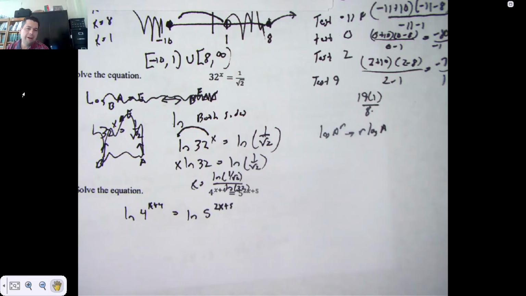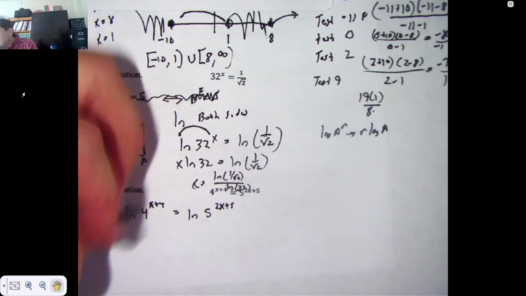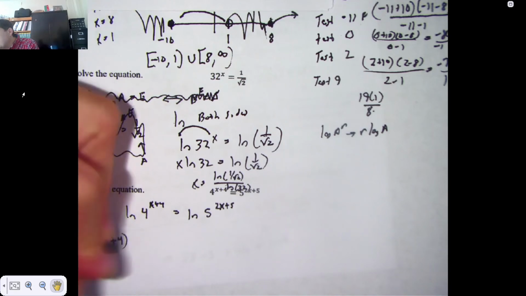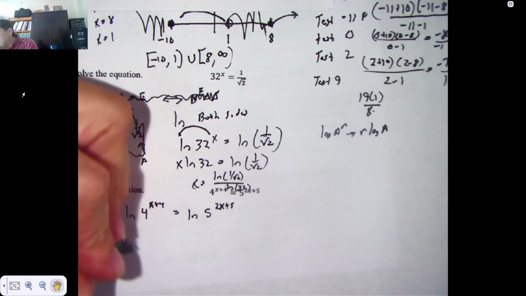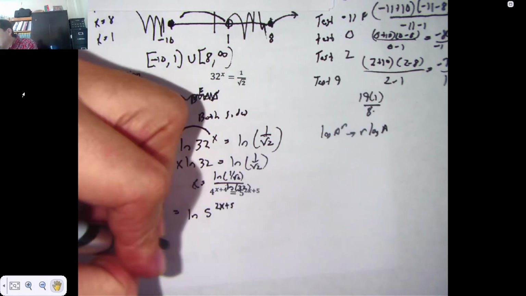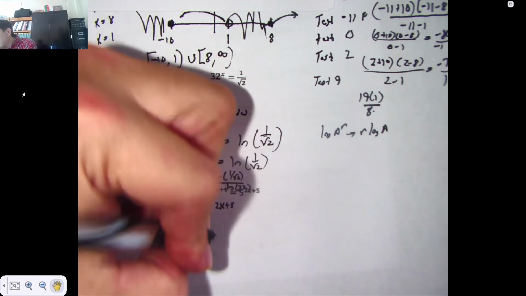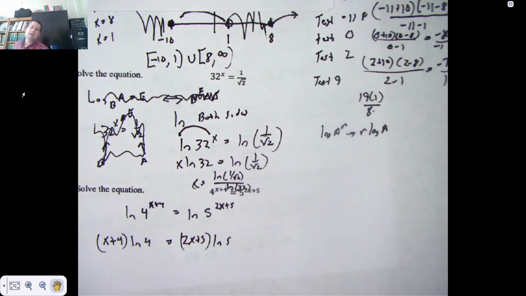That's because that's fair. That's what equality is about. And that's what math is about. Just do the same thing to both sides. So using the property from up here, I can move this x plus 4, which is two things, so I'm going to wrap ln in front of the natural log of 4. And I can move this 2x plus 5, which is two things, so I'm going to wrap ln in front of the natural log of 5.